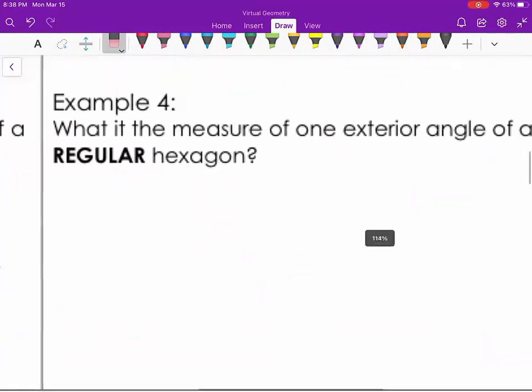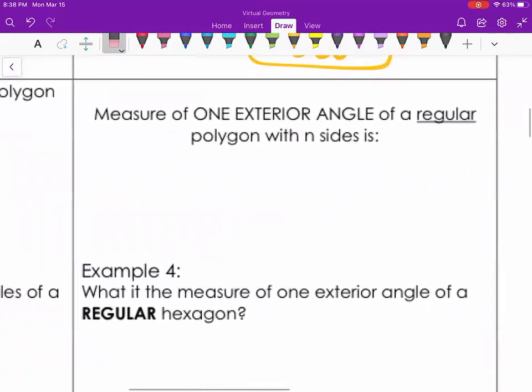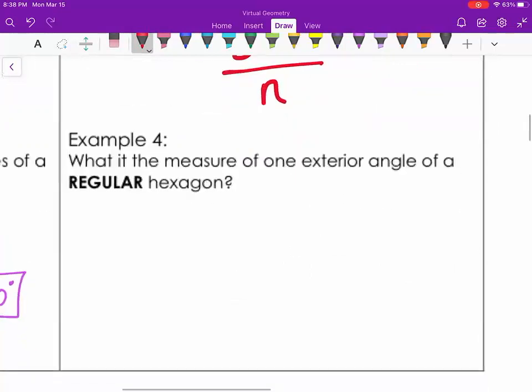All right, example 4 does our next formula. What is the measure of one exterior angle of a regular polygon? Again, one exterior angle, as long as it's regular. We already saw that the sum of the exterior angles was 360. So if I divide that by the number of sides or number of angles, I can figure out what's going on at one exterior angle. So let's see what happens.